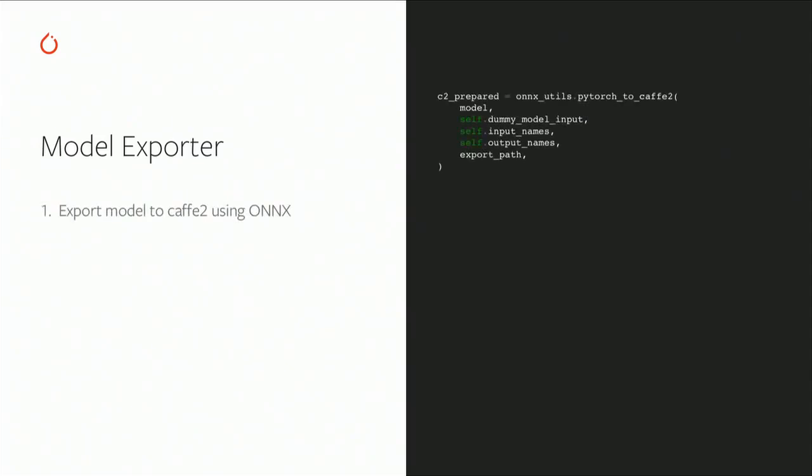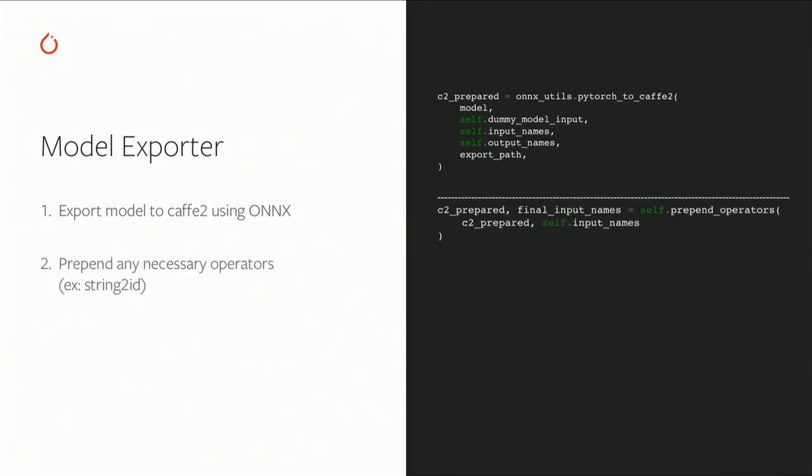I want to dig a little bit into the model exporter and see what it looks like. So first, we transform the model from PyTorch to Caffe2. So now we have converted our Python script into a Caffe2 graph. After that, we do any necessary post-processing on this graph.